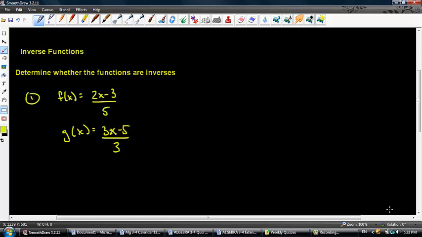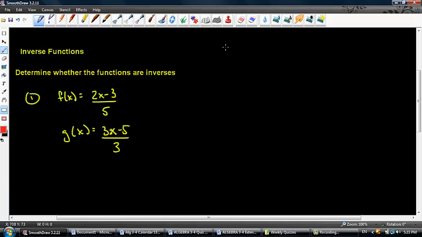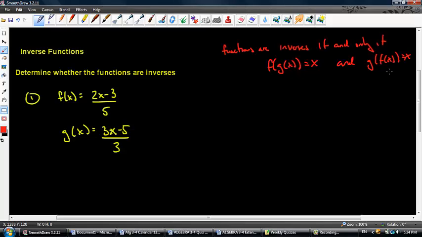Next concept they're going to ask you to do is determine whether or not the functions are inverses. Now remember this rule about inverse functions: functions are inverses if and only if f of g of x equals x and g of f of x equals x. So what we're going to do is compose these two functions to see what happens. If I get x for both, then they're going to be inverses of each other, and the answer is a simple yes or no. So let's go ahead and find out what f of g of x is.